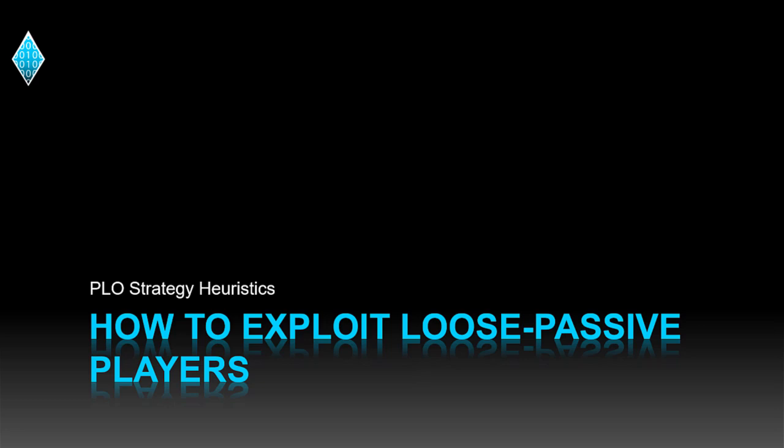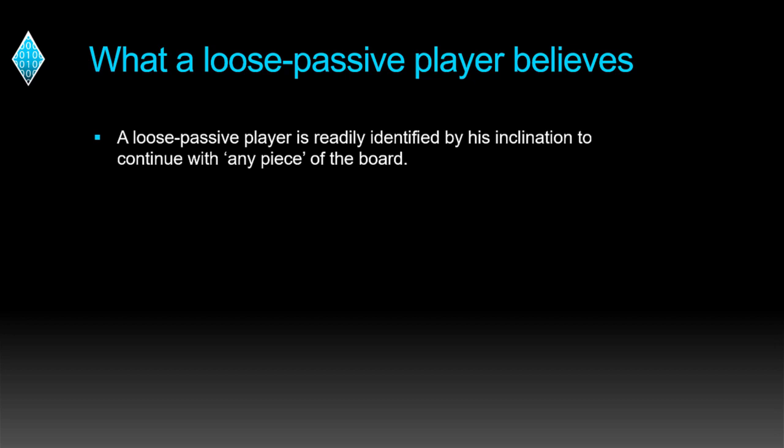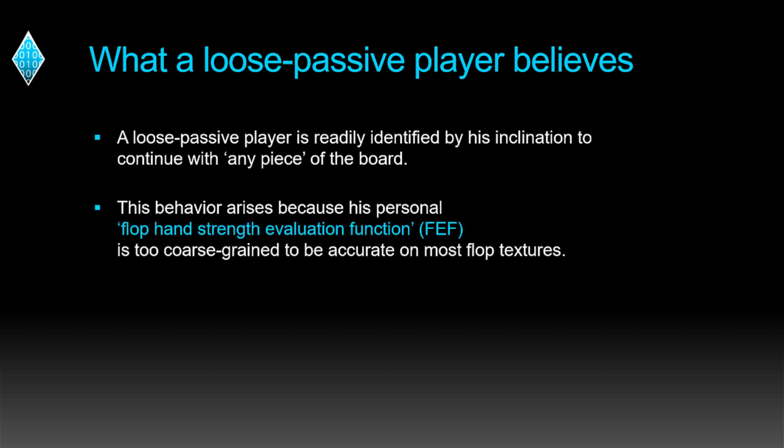In this video on PLO strategy heuristics, I'm going to discuss how to exploit loose passive players. We'll start by looking at what a loose passive player believes. A loose passive player is readily identified by his inclination to continue with any piece of the board. This behavior arises because his personal flop hand strength evaluation function, which from now I will abbreviate with FEF, is too coarse-grained to be accurate on most flop textures.